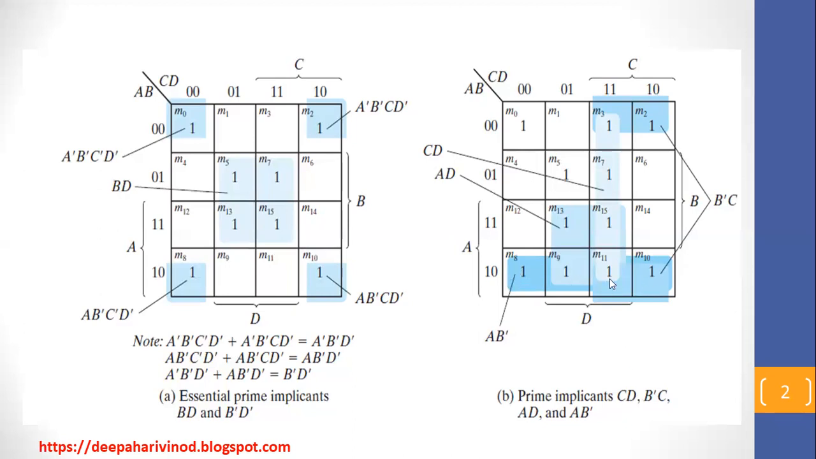So let me group this first. To consider this 1, I can make a group of this 4, and then this 4 can be grouped, and the only thing remaining is this one and this one. To include these, I can group all the corner ones. So these are the prime implicants.